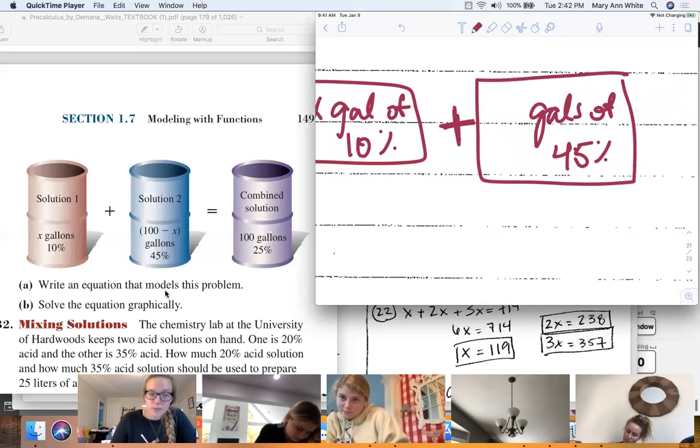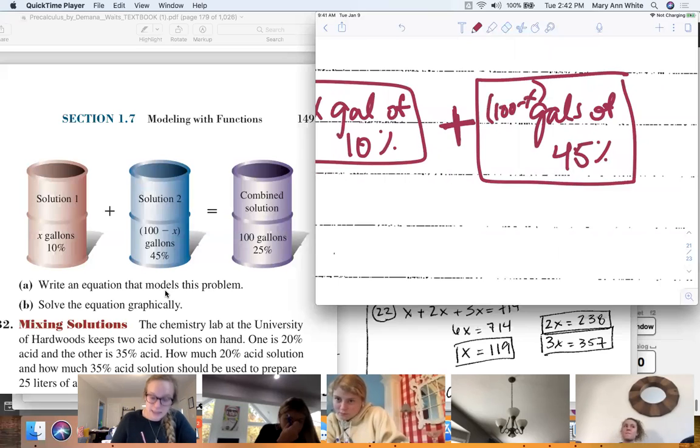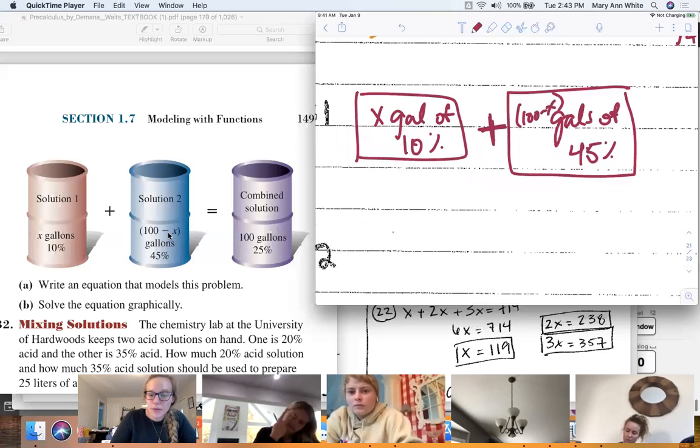Now, what a lot of us would be tempted to do is write, oh, well, we'll just use Y because we don't know how much is there. We cannot use Y because I only have one equation. I can't solve one equation with 2 variables. So I can write this in terms of X. I can write 100 minus X gallons. And that's what they have on the little blue trash can symbol for us. Together, they're going to make 100. So if one of them is X, the other one is just 100 minus X. Are we okay with that?